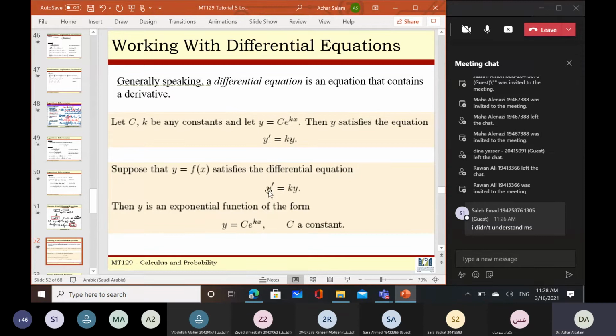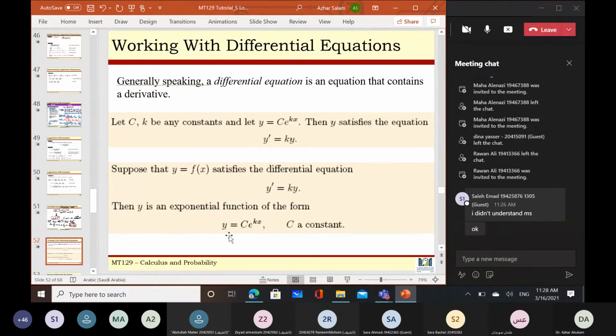When you are given y dash equal to ky, know that y equals this value; this is the solution of this differential equation. And conversely, when you are given y equal to this form of equation, then its differential equation is this form. We will now apply these two equations on examples, application problems, and you will understand more why we did this.